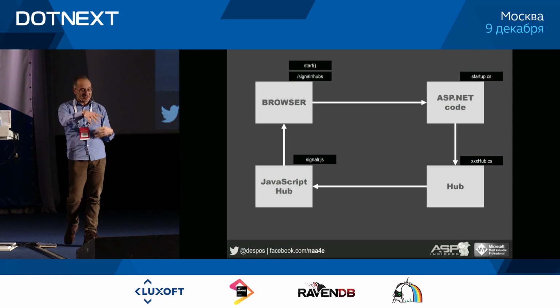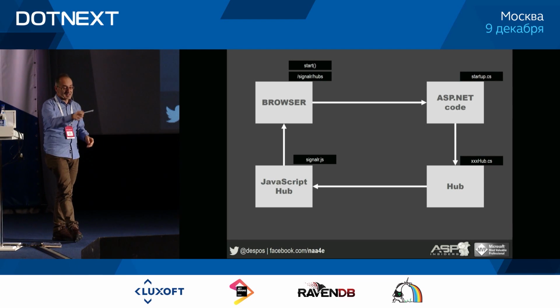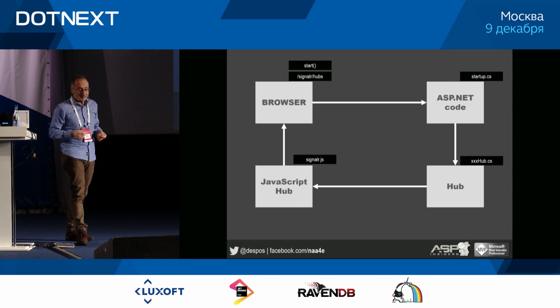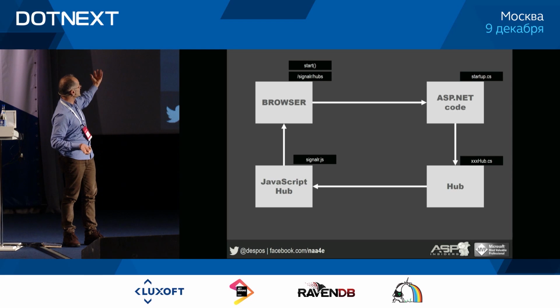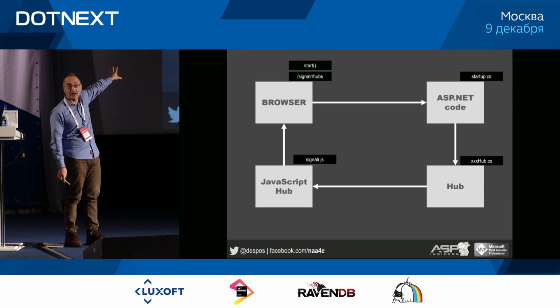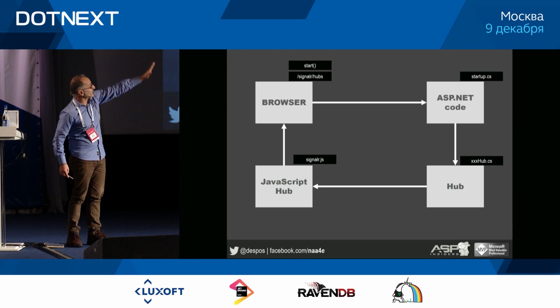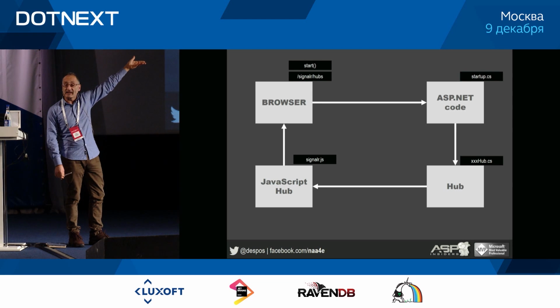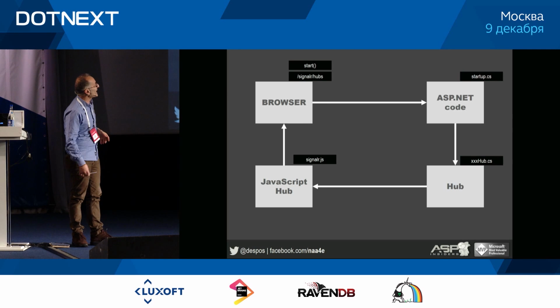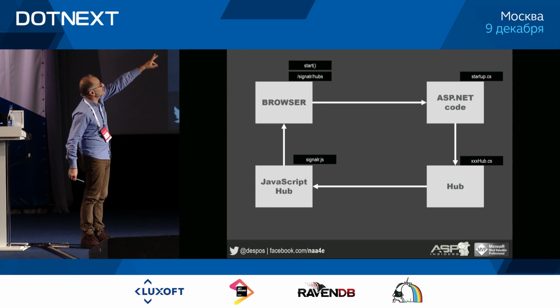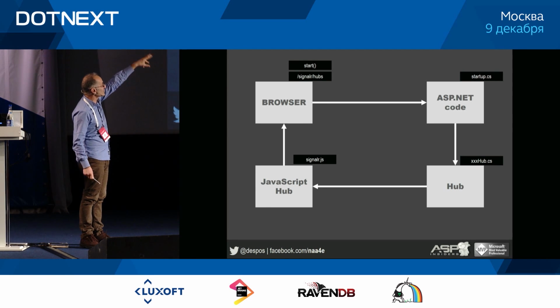As you can see, it's a sort of a circle in which there is an element which is the browser. Underneath the browser, there is something called the JavaScript SignalR hub. On the server side, there is your ASP.NET code. So again, it can be controller or whatever other layer of code you have. And there is some initialization code also on the server.